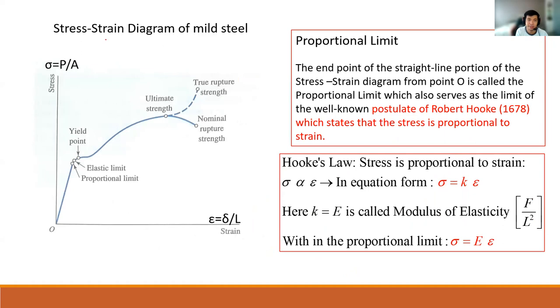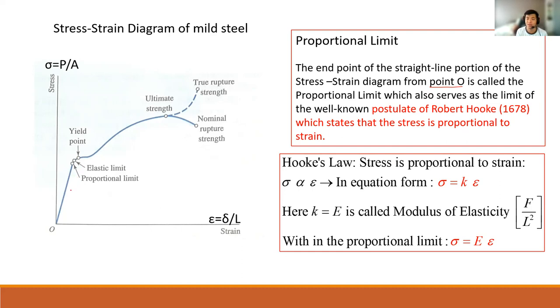Next is the stress strain diagram of a mild steel. This is just an illustration of how the different points or the behavior of the material works. First, we have the proportional limit. This is the straight line. As seen here in the definition, the proportional limit is the portion of the stress strain diagram from point O, the starting point zero, going towards that particular endpoint, which is this line here.